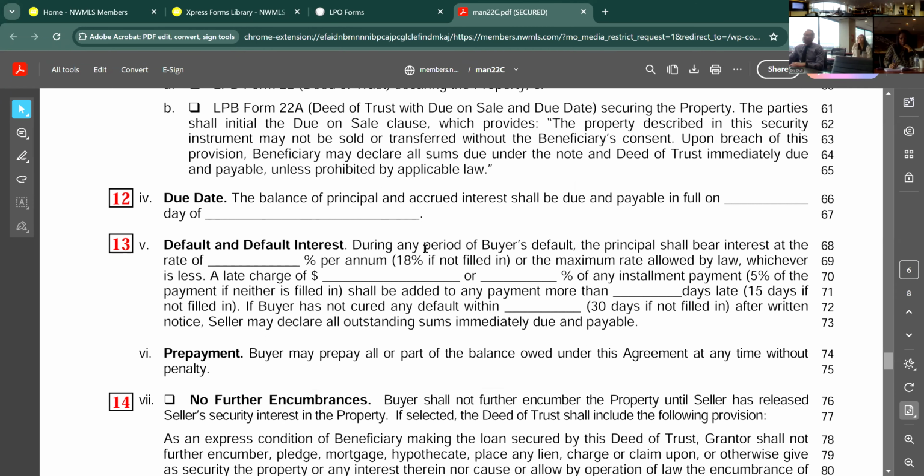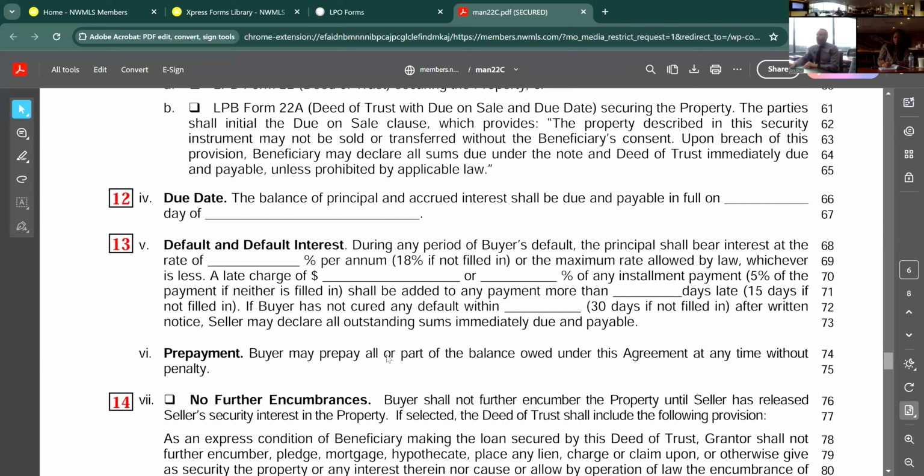So these are things like, oh, and this is 18%, which would be filled in automatically. That's the maximum, or the maximum allowed by law, whichever is less. A late charge of a dollar amount or a percent of any installment payments, 5% of the payment if neither is filled in, shall be added to any payment more than 15 days in default if not filled in. If buyer has not cured any default within 30 days after written notice, seller may declare all outstanding sums immediately due and payable. Sticking to the default's probably a good idea. 18% is pretty high, but nothing wrong with that if they're not making the payment.